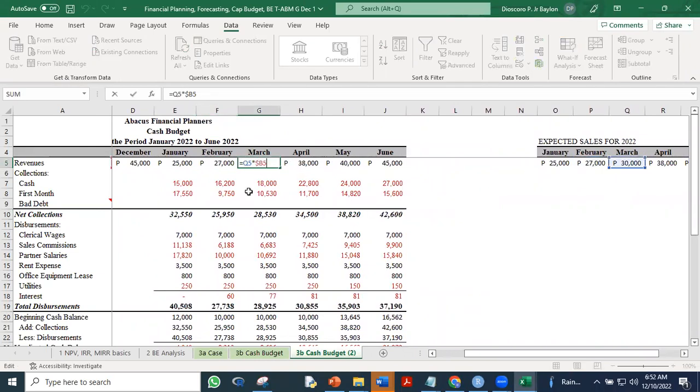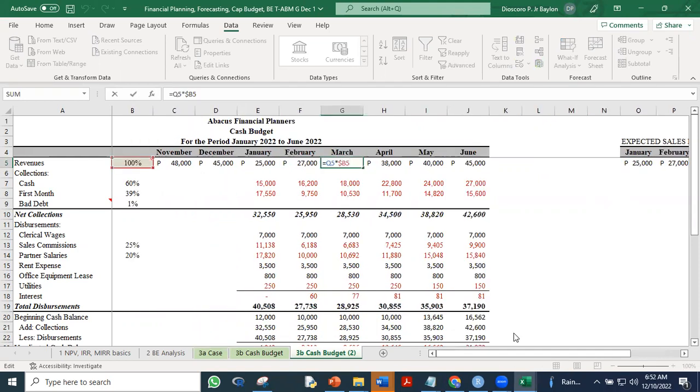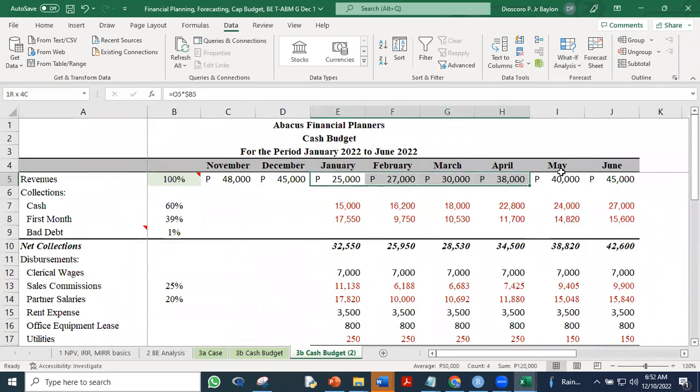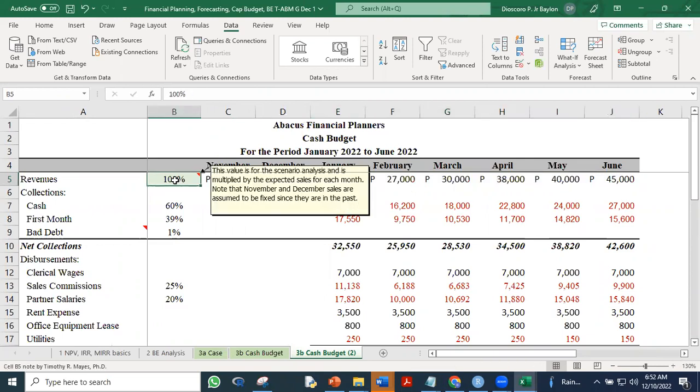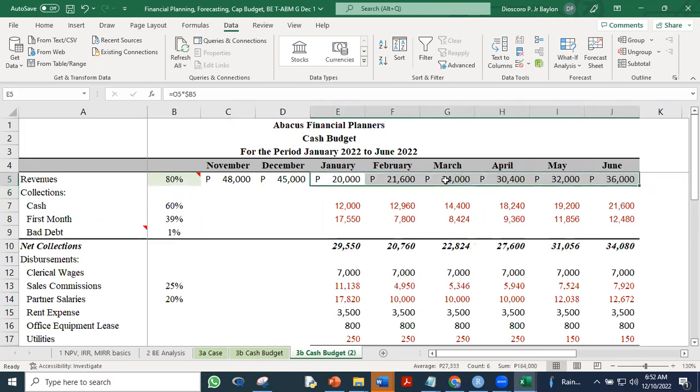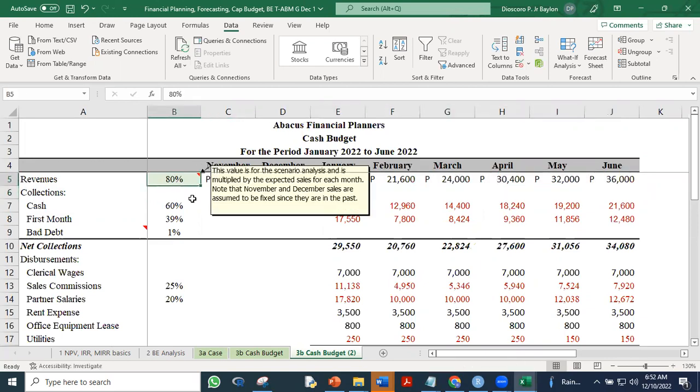This will be 100% times that of March, etc. So if it's the base case, it's 100%. Then the projected sales will be exactly the same as the expected sales. But if we change this, for example, I'll make it 80%, which is the worst case scenario, you notice that your sales projection, your revenue projection changes depending on the level of scenario.